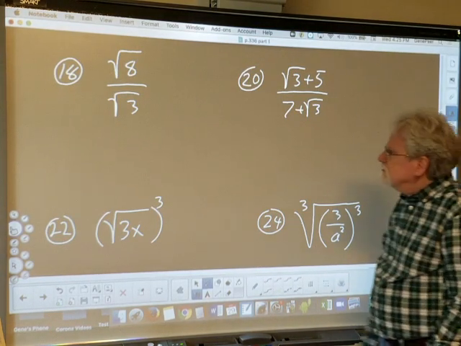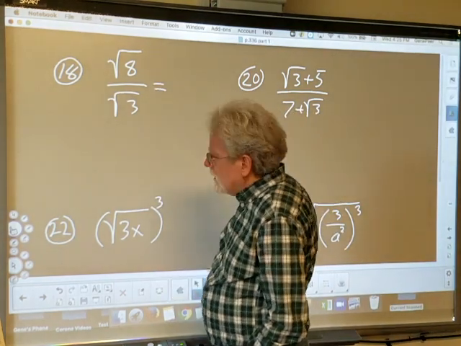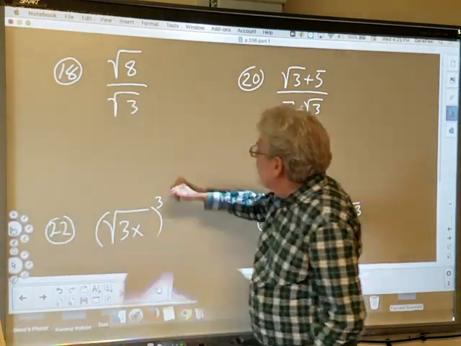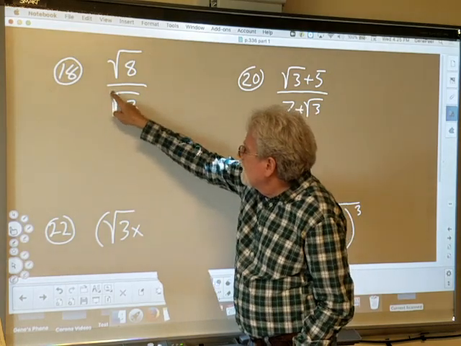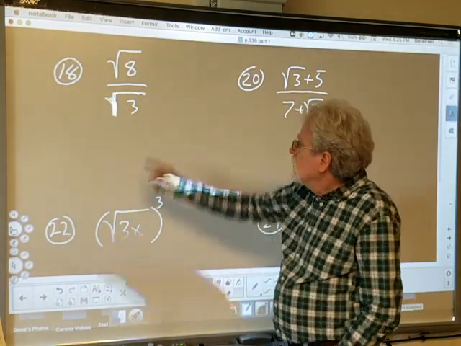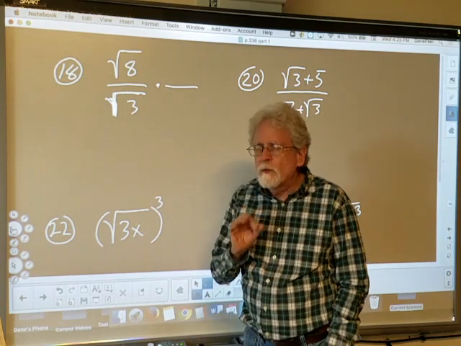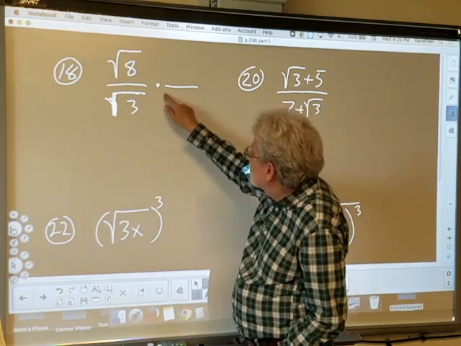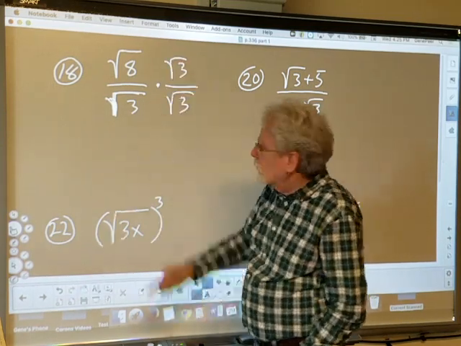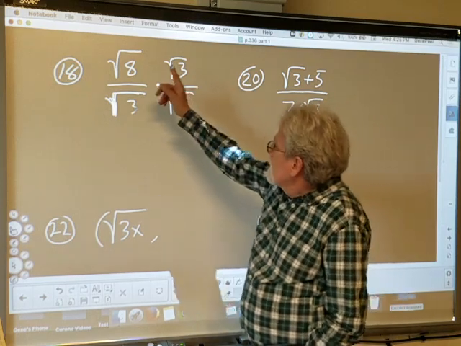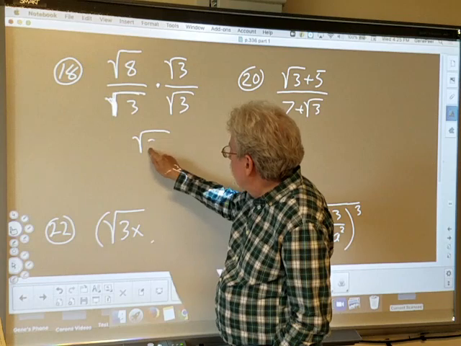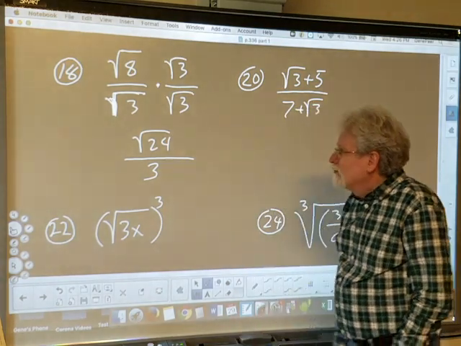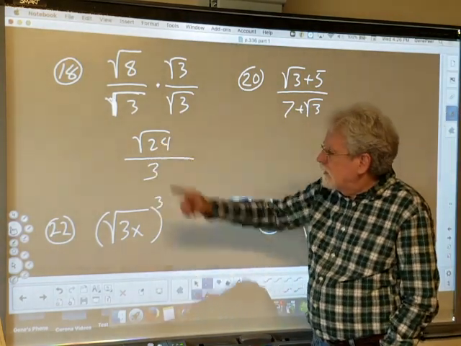Number 18. Okay, what were the instructions on number 18? Rationalize the denominator. To rationalize a denominator, the problem is you're not allowed to leave a radical in the denominator. So we have to multiply by some special name for 1. That makes it legal. But a special name for 1 that's going to make that radical go away. How about if we multiply by square root of 3 over square root of 3? What's that do for us? Square root of 8 times square root of 3 is square root of 24 over square root of 3 times square root of 3 is 3. We're practically done. We're not quite done, though, because we do have to simplify this radical.